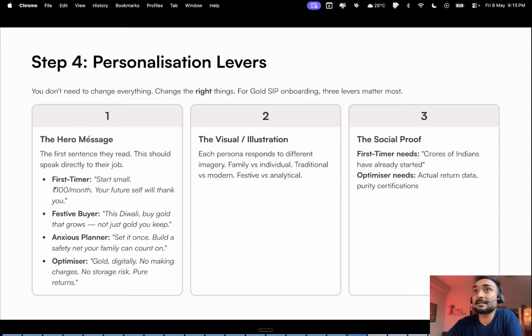You can personalize the hero message, which is going to be the first sentence that they read. This should ideally speak directly to their job to be done. For first-time users, you could say, start small, 100 rupees per month, your future self will thank you. But for an optimizer, which was the fourth persona, you could say things like gold digitally, no making charges, no shortage risk, and pure returns, and then show them a graph. Imagine different possibilities.